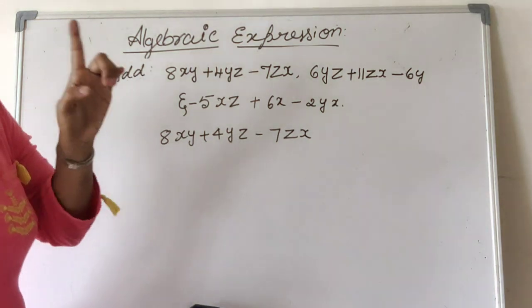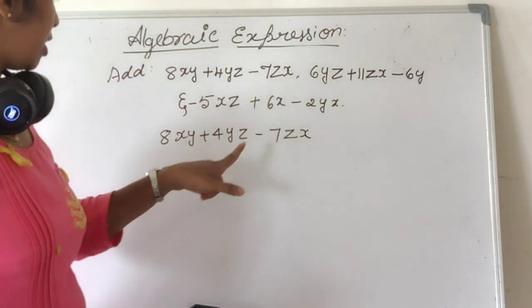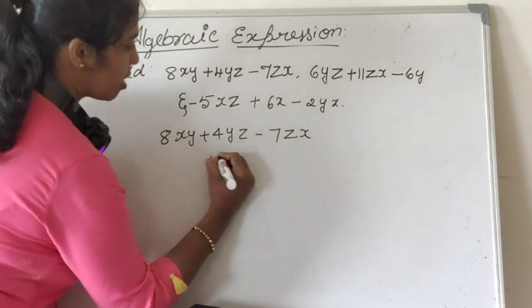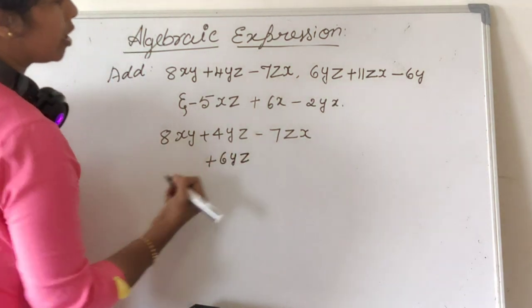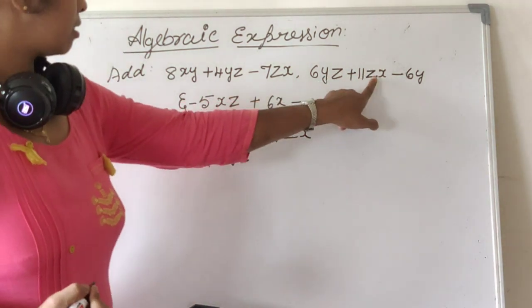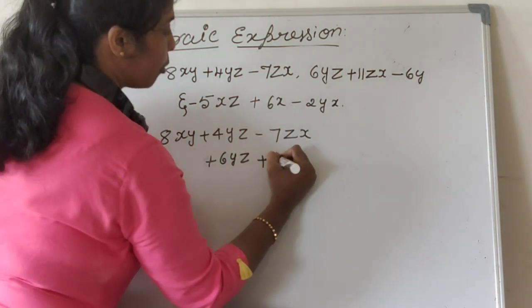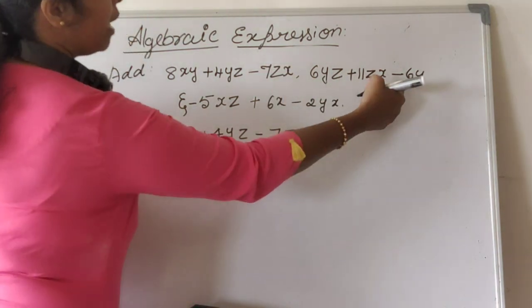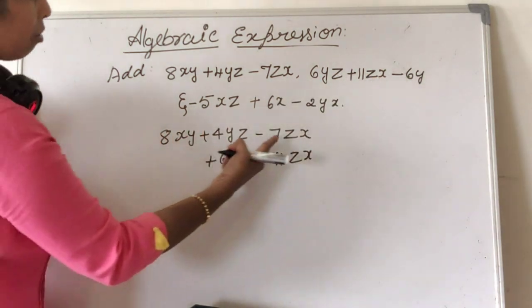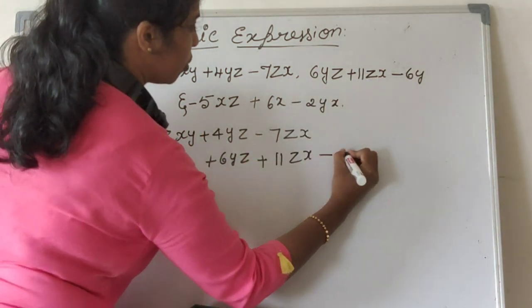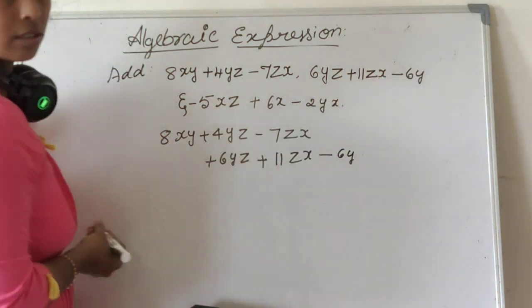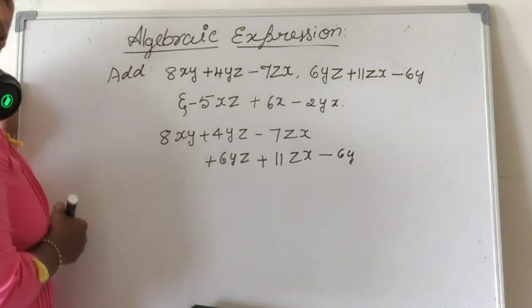Next term writing, be careful. 6yz is there. Where is the yz here? 6yz. Places the interchangeably. 11zx. Zx is here. What is the sign? Sign you have to see. Plus that sign you have to put. Zx. Minus 6y. 6y. Not there, anywhere. So extra that is. So write in this side. Outside. Don't write now under this.